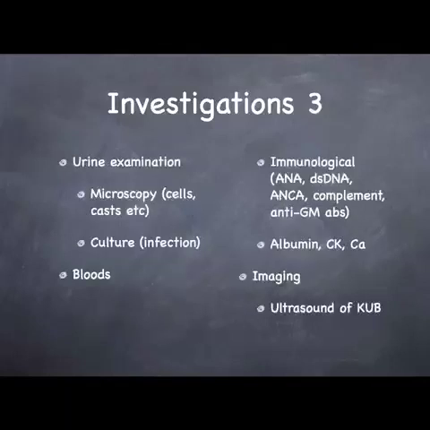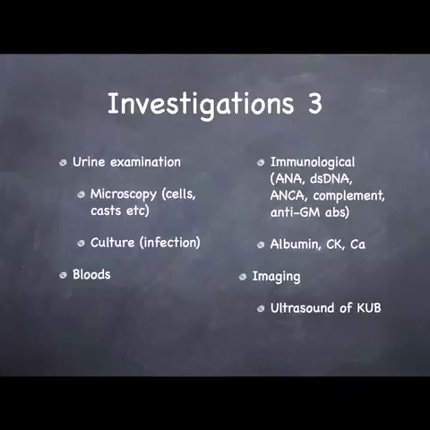Next, you want to look for more specific things that could tell you why the patient has gone into renal failure. The first thing to do is to do urine examination. You want to do microscopy of the urine, looking for cells, casts, and also culture of the urine, looking for infection. There's also a whole load of blood tests that you want to do. In addition to your standard FBCs, U&Es, etc., you want to think about perhaps doing immunological bloods, including ANAs, double-stranded DNA, ANCAs, complement, and anti-glomerular basement antibodies. This is commonly known as a vasculitic screen.